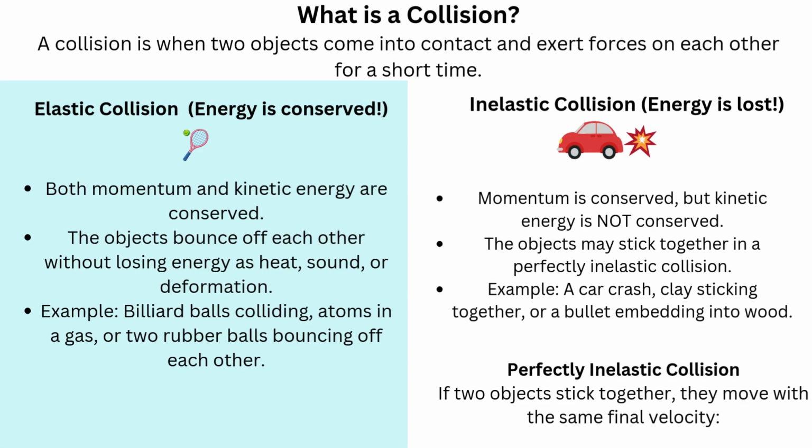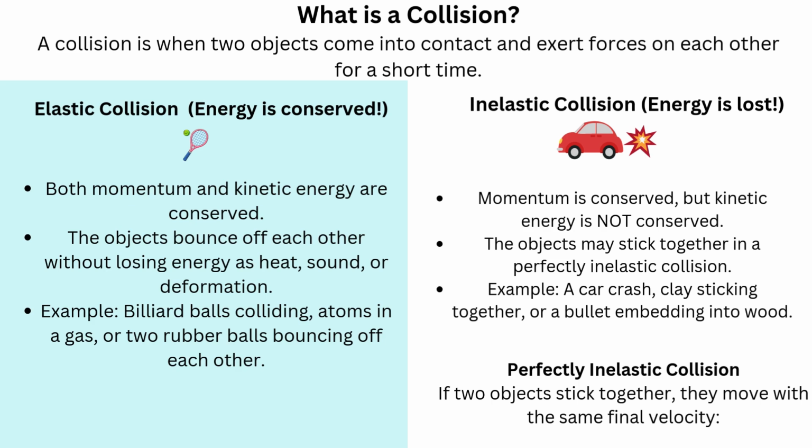A collision is when two objects come into contact and exert forces on each other for a short time. Collision can be elastic or inelastic. Elastic collision is when objects bounce off each other without losing energy, like two billiard balls colliding. Inelastic collision is when objects stick together or deform, losing some energy as heat or sound, like a clay ball hitting the floor and not bouncing.